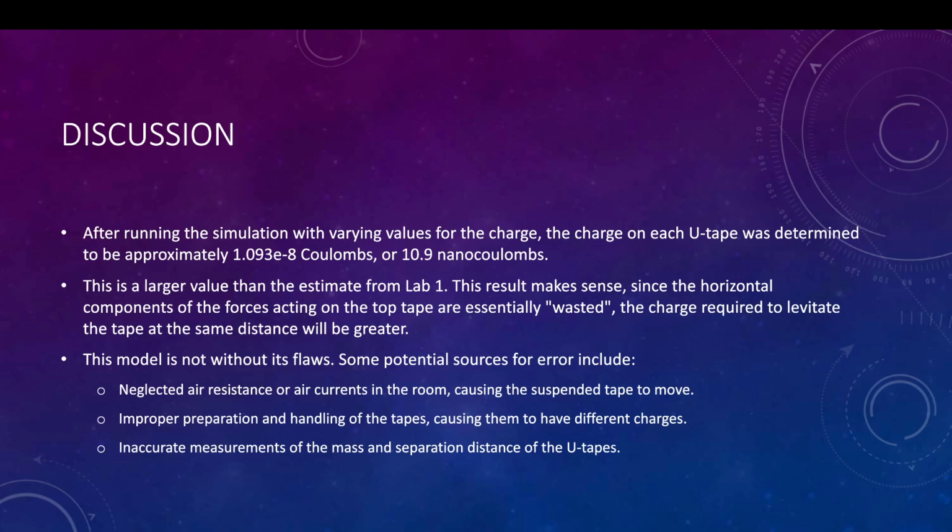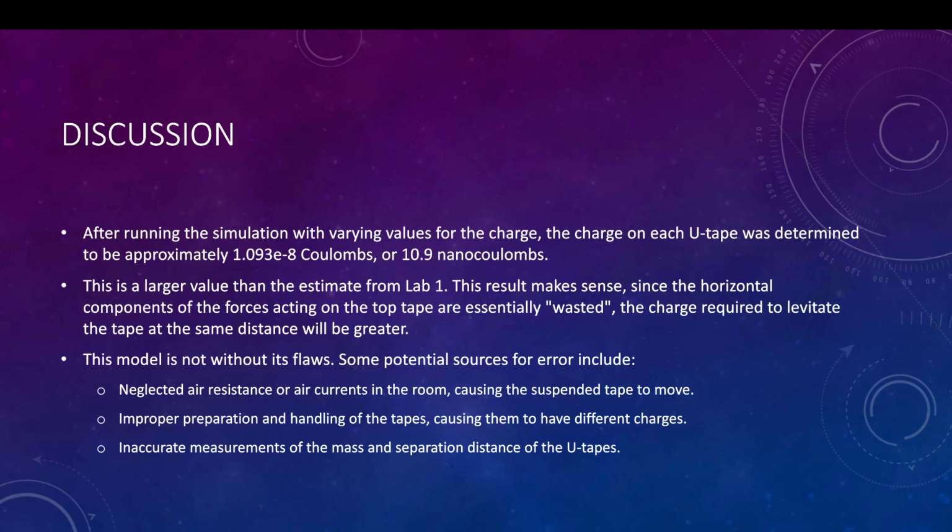After running the simulation with varying values, the charge on each U-tape was determined to be approximately 1.09 times 10 to the negative 8th coulombs, or 10.9 nanocoulombs. This is a larger value than the estimate from Lab 1, and this result makes sense since the horizontal components of the forces acting on the top tape are essentially wasted, and so the charge required to levitate the tape will be greater.